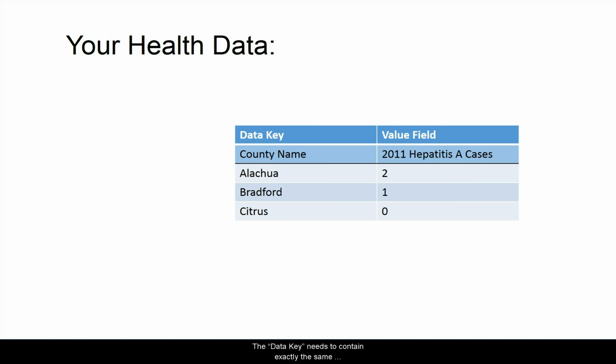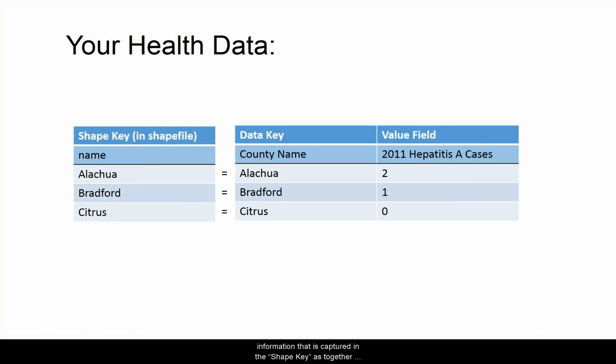The data key needs to contain exactly the same information that is captured in the shape key, as together they will link the information in the two files. For example, if the shape key name for Citrus County is Citrus, then the name for Citrus County in the data key should also be Citrus. Otherwise, Epi Info will not link the two pieces of information and will appear as no data on the map.